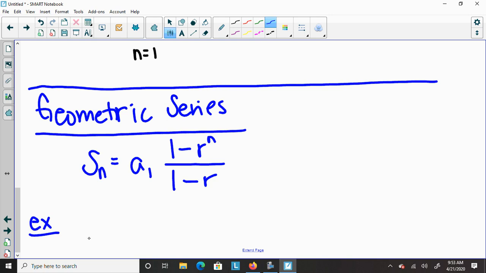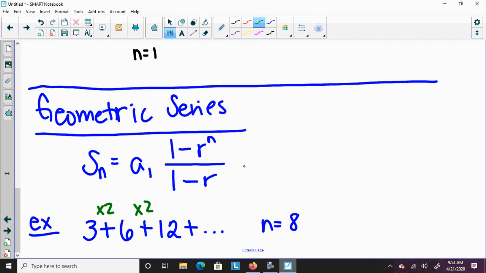So our first one, let's say I had 3 plus 6 plus 12 plus ... and they tell us that we want to do this for 8 terms. Okay, so for our geometric series, we have to know first term, ratio, and how many terms there are. Do we have that first term? They give that to us, obviously. We know how many terms there are. We just need to figure out what our ratio is. And this looks pretty easy. This is a times 2.